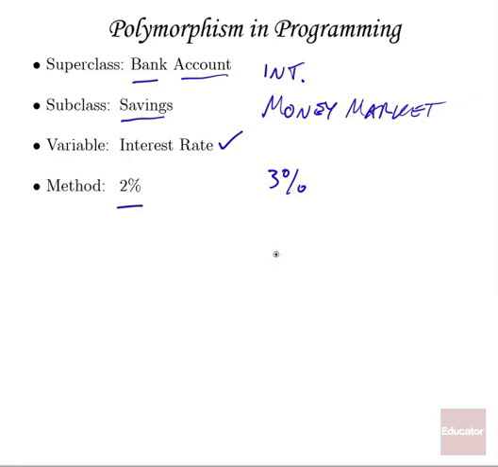So we say, let's have a CD, a certificate of deposit account. Same thing, that's an interest bearing. That is going to have an interest rate, and that method, let's say, pays out at 4%.